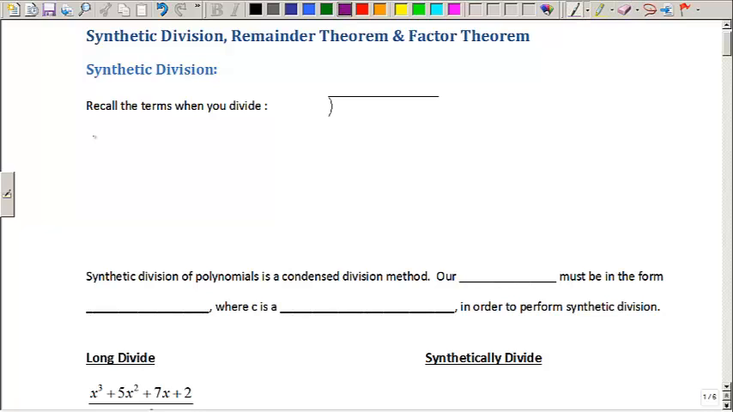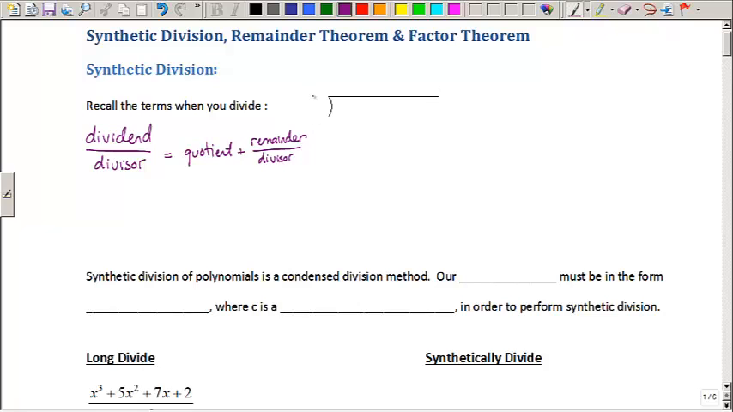Okay, recall that when you divide, you take a dividend and you're dividing it by a divisor. The result is called the quotient, and you'll sometimes have a remainder over the original divisor if we have any leftover remaining parts.